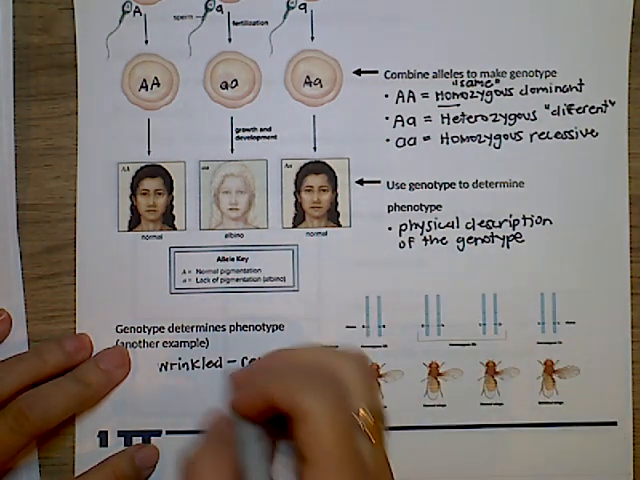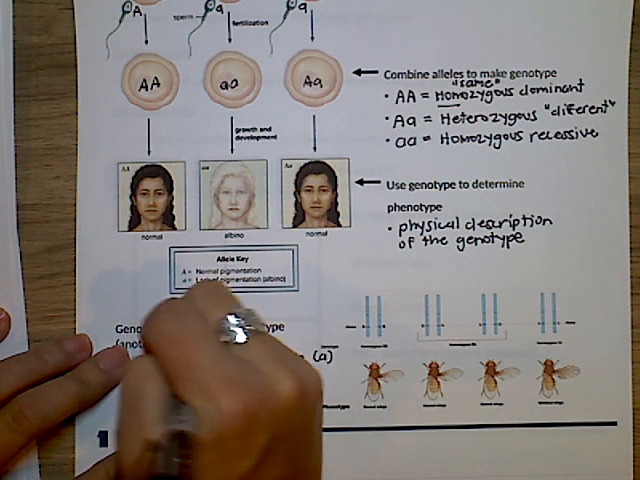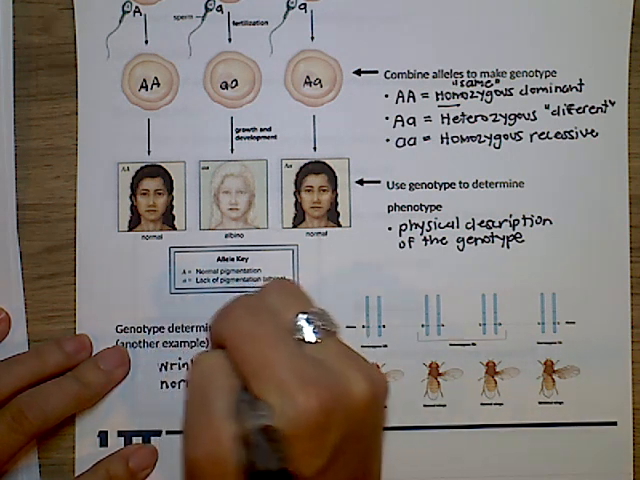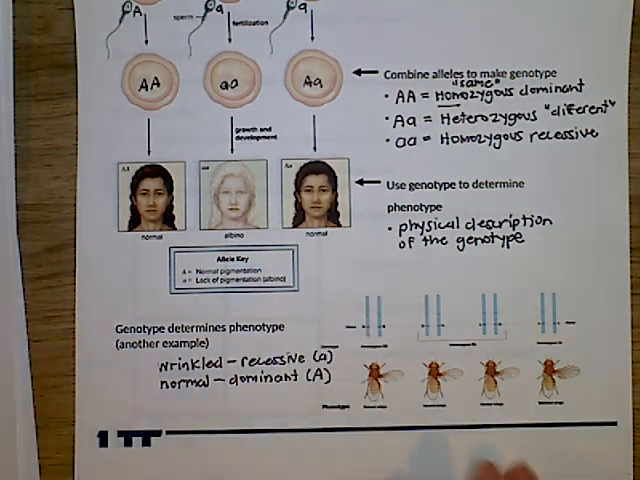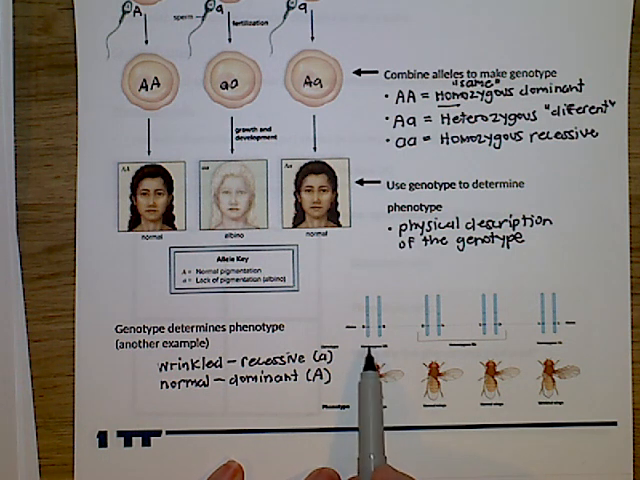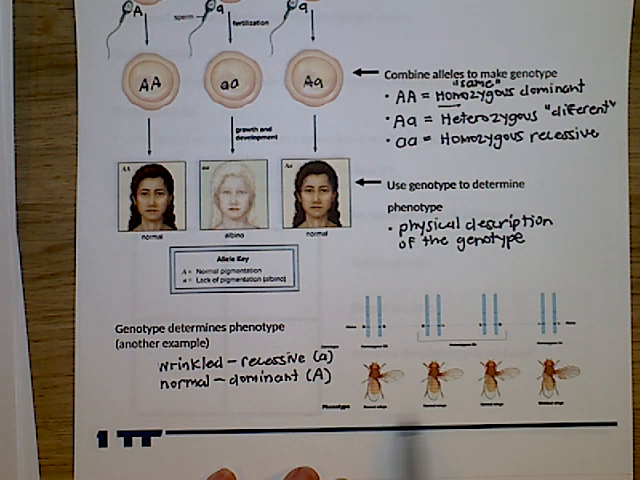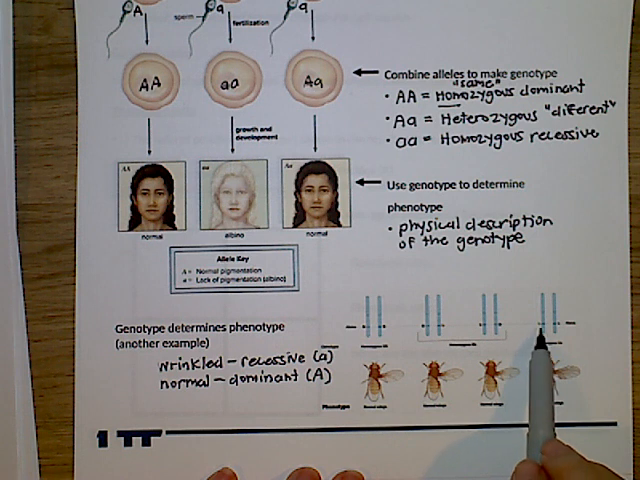Oh, they're using B here, it doesn't matter. And normal wings are dominant. So this fella here has a genotype of big B, big B. So his phenotype will be normal wings. These two here have a genotype of big B, little b. So that big B, the allele for normal wings, is going to mask the wrinkled, and those two will have normal wings. But this guy over here has little b, little b, which means he will have wrinkled wings.